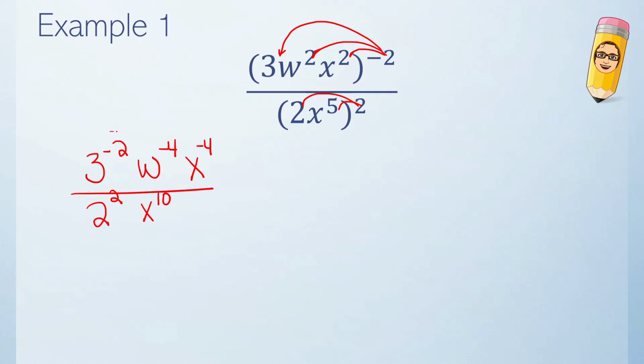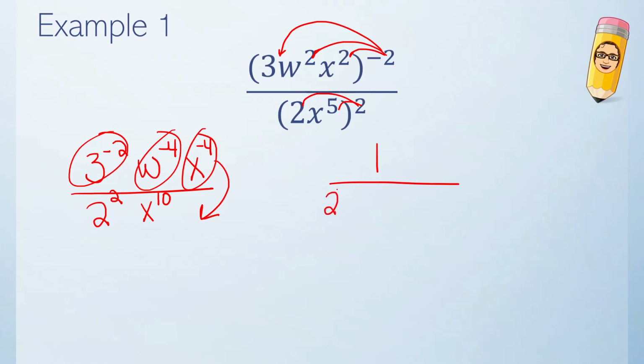I got a bunch of negative exponents, so let's move them all to the bottom. So, hold up. What's going to be on top? Oh, just a 1, right? If we yank everything from the top, there still needs to be a 1 there. Well, 2 squared is still down there. x to the 10th is still down there. I now have a 3 squared because that negative 2 moved down to the bottom. I now have a w to the 4th down there and also an x to the 4th down there.